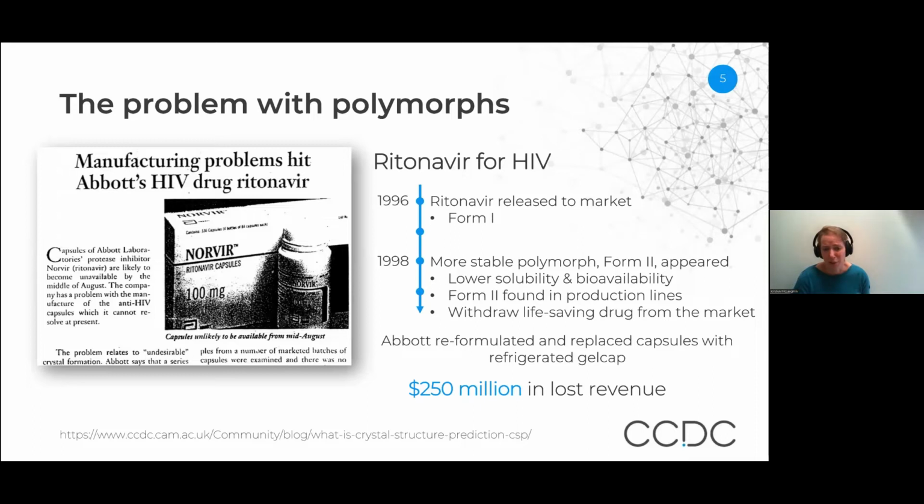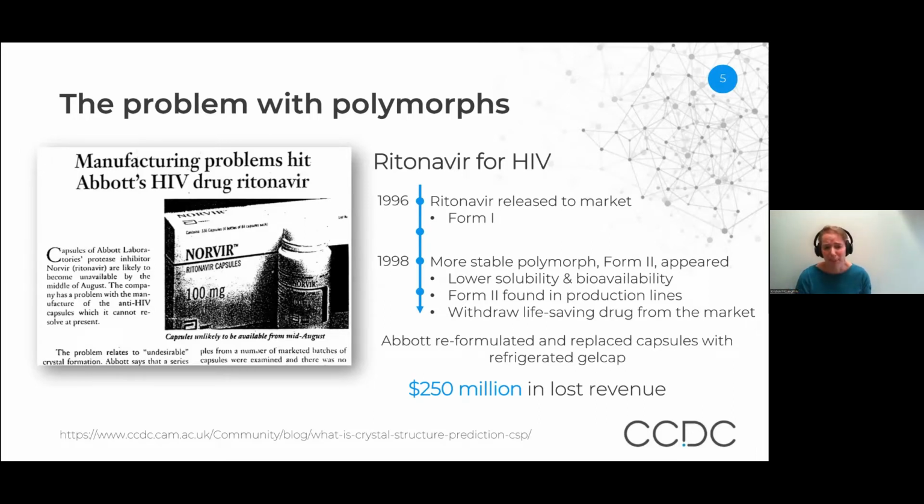They discovered that Form 2 was far more stable and that basically the presence of any Form 2 could trigger Form 1 to convert. And Form 2 was in their production lines, which meant that basically all the drug that was available had to be withdrawn. They had to shut down the production lines and they had to stop using this life-saving drug. They did eventually manage to reformulate.